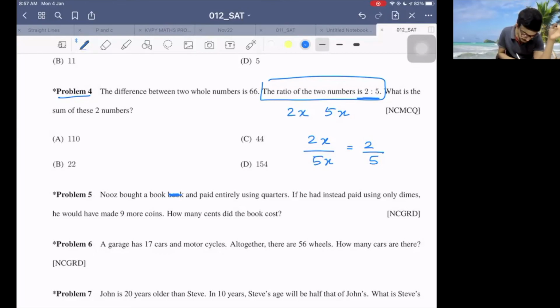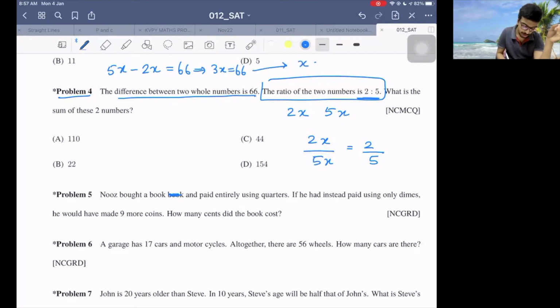Now the difference between the two numbers is 66. The difference means bigger number minus smaller number. So 5x minus 2x is given as 66. So 3x is 66, so your x is 22.